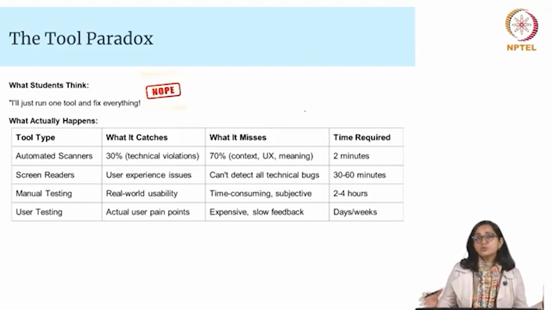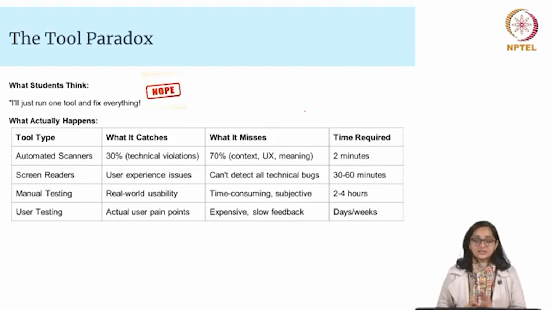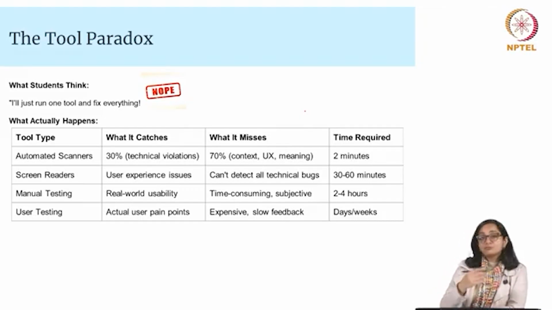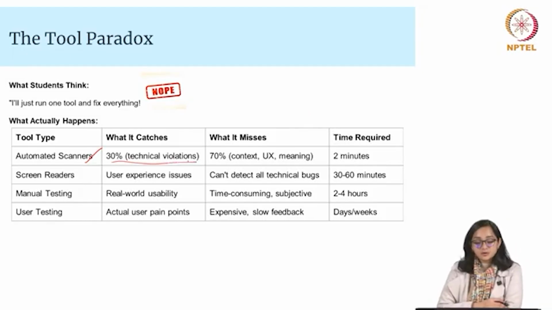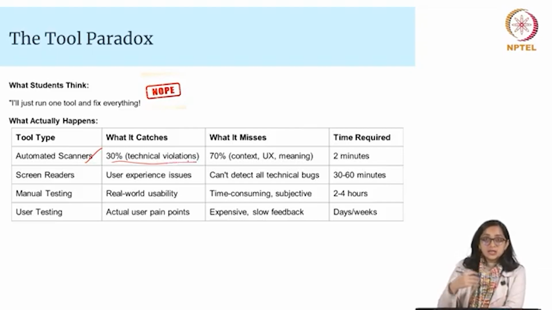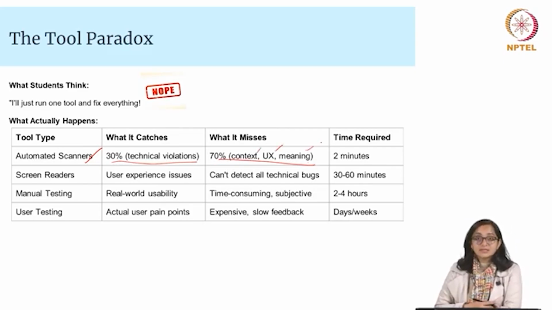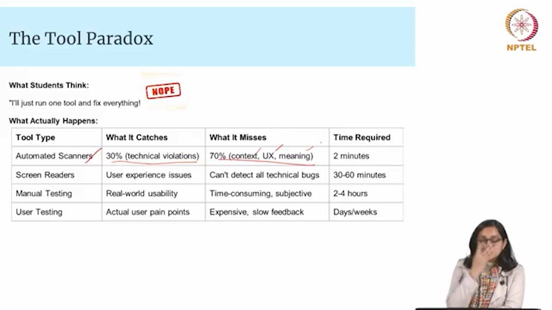Different tool types are able to catch different kinds of things, and are missing others. Automated scanners are able to catch 30% of the technical violations. They are missing most of the 70%, the context, UX, or meaning and semantics related aspects, which need user expertise, knowledge about the user, and human-centered expertise as well.